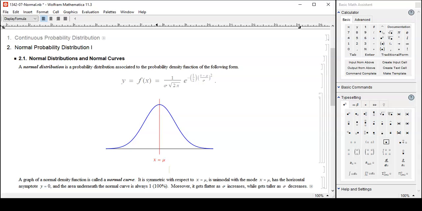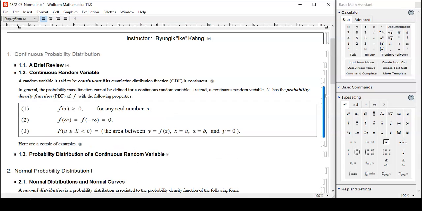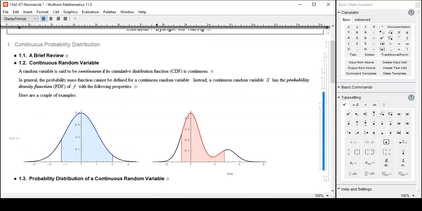Also, please remember this. Mean, median, and mode, they're all the same here. This mu is for mean, but it doubles as median and mode as well, as far as the normal is concerned. If you go to something else, such as this one right here, then there are two modes. Here's a big mode, and then here's a smaller one. So it's not unimodal.